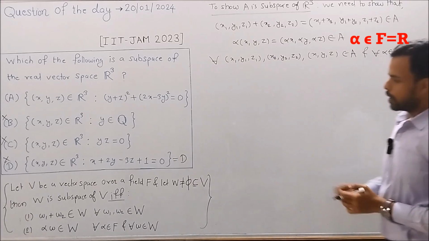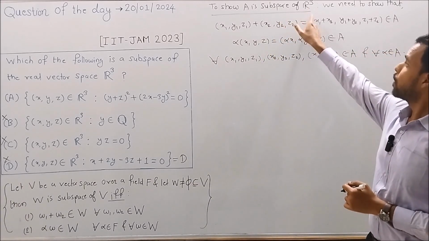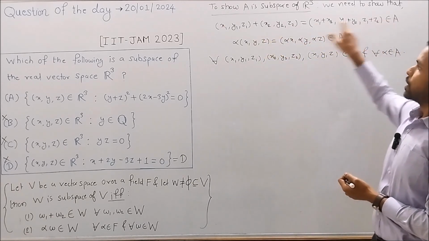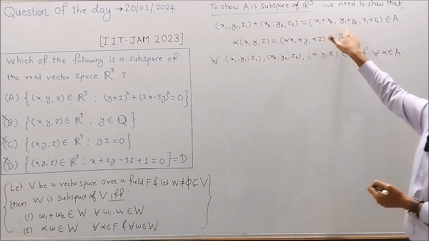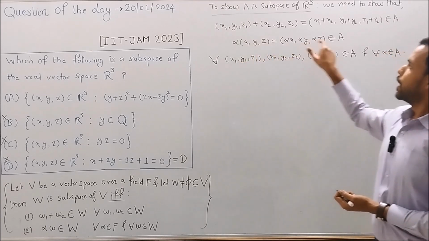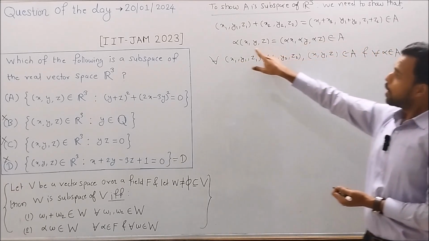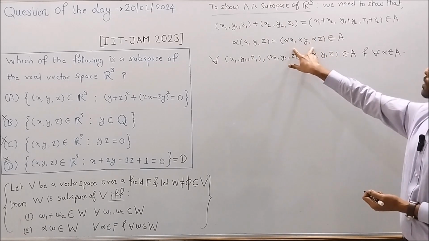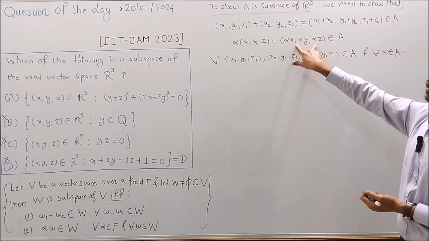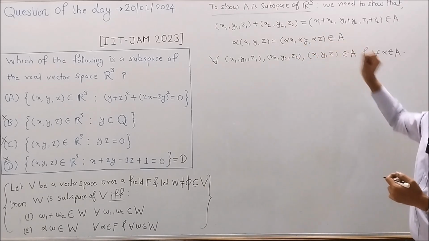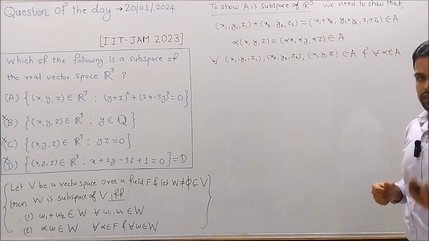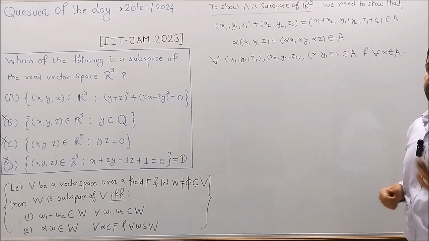That is, to show that A is a subspace of R3, we need to show that A is closed with respect to vector addition. That is, the sum of these two vectors in A, that is this element, belongs to A, and A is closed with respect to scalar multiplication. That is, alpha times (x, y, z), which is nothing but the element (alpha x, alpha y, alpha z), this triplet belongs to A. So let's verify whether A is closed with respect to vector addition or not, and closed with respect to scalar multiplication or not.